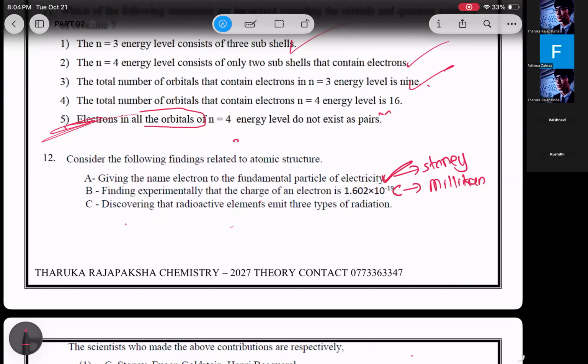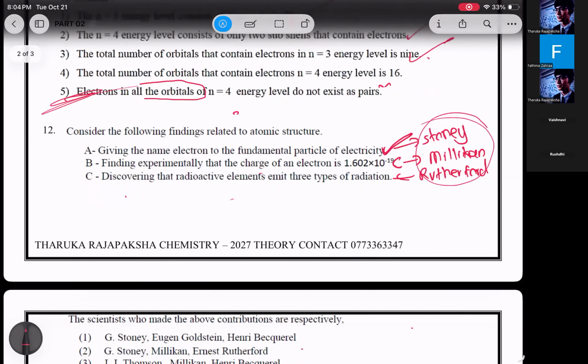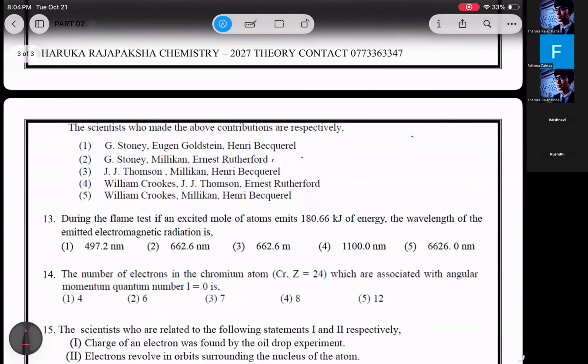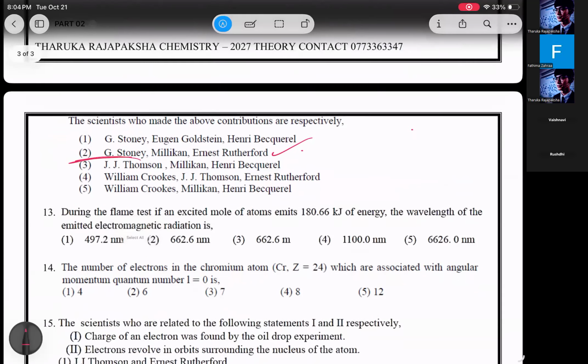Millikan's oil drop test. Then C, discovering that the radioactive elements emit 3 types of radiations. You know this very well. Rutherford. The tute has given these 3 people nicely. So Stoney, Millikan and Rutherford, answer number 2.